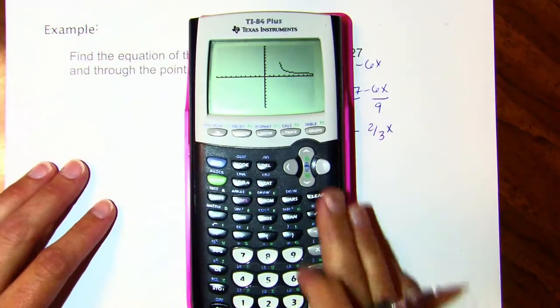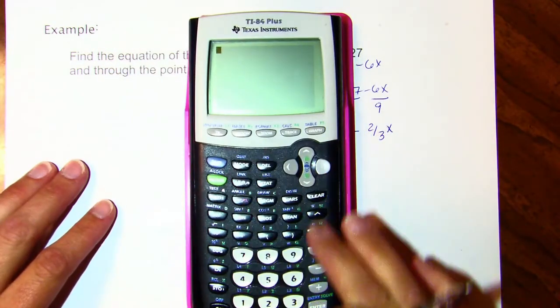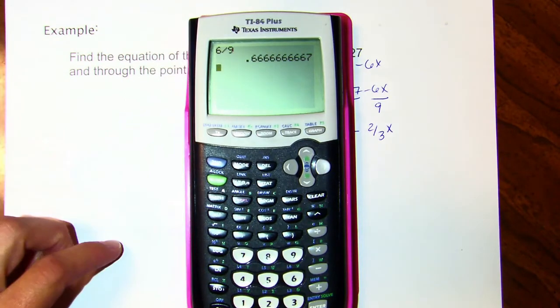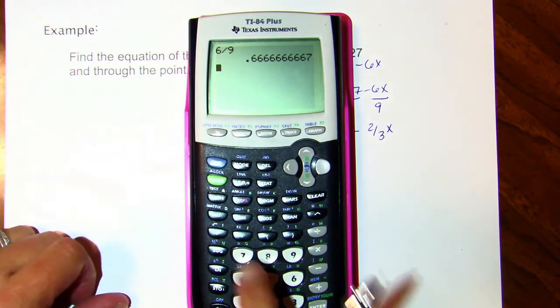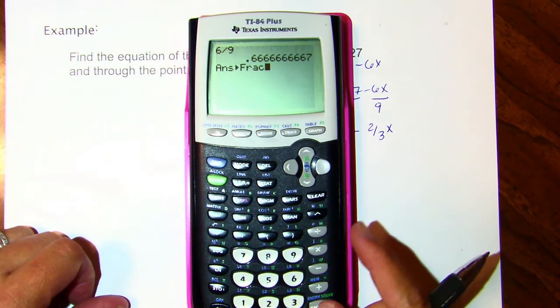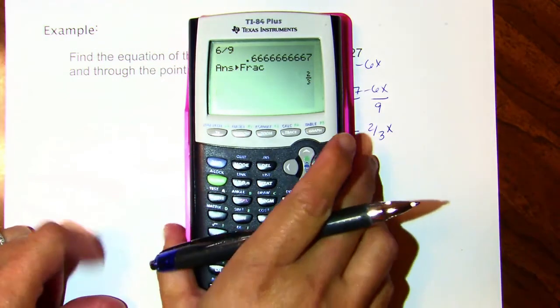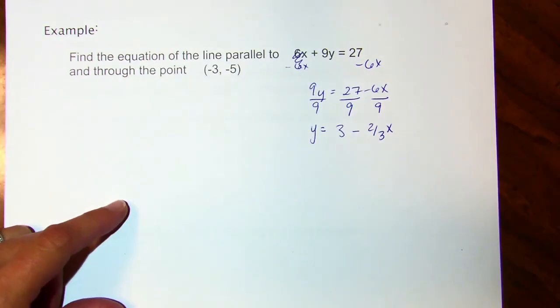I can type in my 6/9. Might want to hit enter, doesn't really matter. And if you're still not cluing in, you can hit the math button and then the top one for frac, and it will turn it into the lowest possible fraction for you. And that's really a handy tool. Don't be afraid to use that.